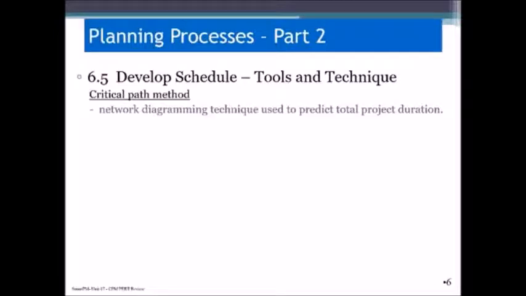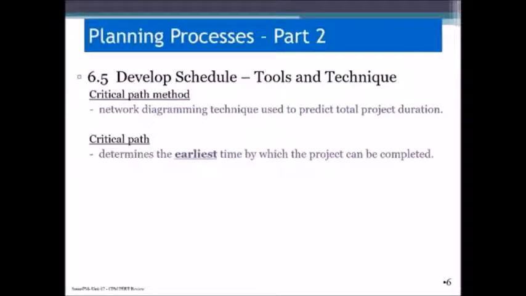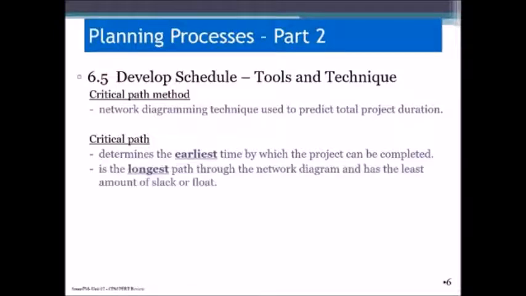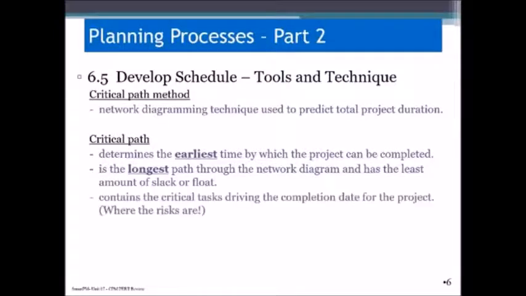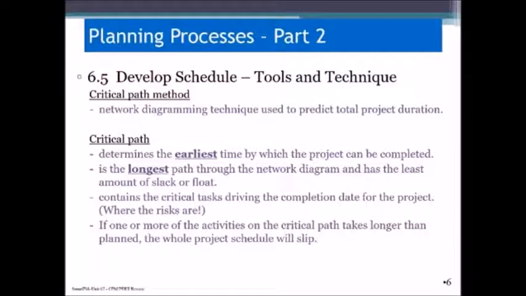Let's start with the critical path method, remembering that we had a network diagramming technique, and that's used to predict the total project duration. Critical path determines the earliest time in which a project can be complete, and it's determined by the longest path through the network diagram. Critical tasks drive the completion date for this project, and that is where the risks are. If any of the activities on the critical path take longer than planned, the entire project will slip accordingly.